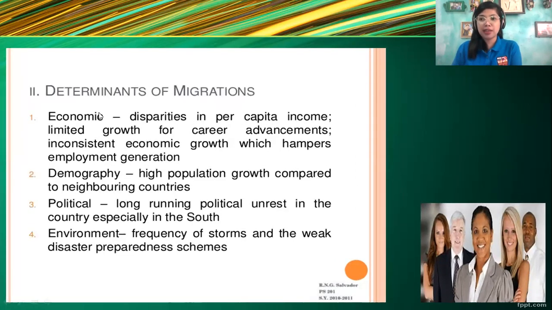There are different determinants of migration. First is economic: disparities in per capita income, limited growth for career advancement, and inconsistent economic growth which hampers employment generation. Next determinant is demography: high population growth compared to neighboring countries. And the next is political, wherein long-running political unrest in the country, especially in the south, affects migration. And then the environment: the frequency of storms and the weak disaster preparedness of a country.